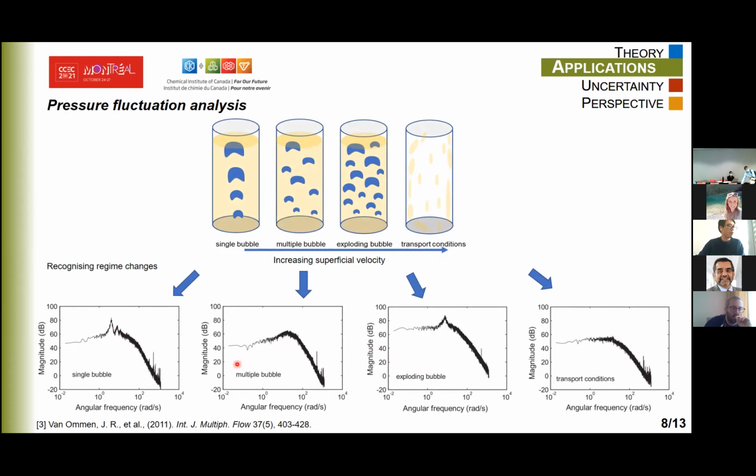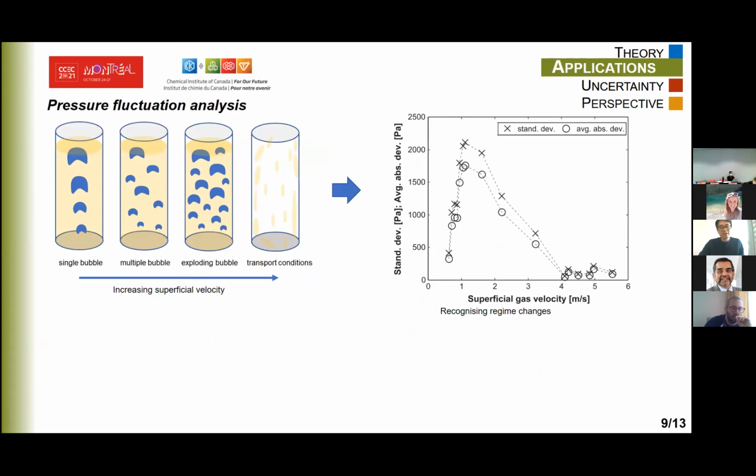And if you move to multiple bubbles here, this still shows underdamping, but actually with stronger damping. You have a clear mode peak here in the range of 20 to 40 radians per second. If you further increase your flow rate, you enter the transport conditions, and you see a highly damped curve. So using this technique, you can easily identify the regime changes in the fluidized bed.